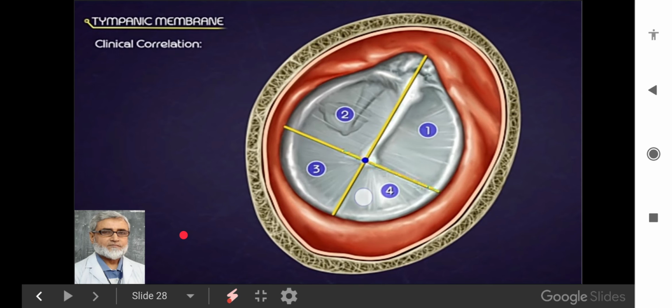The safest area for myringotomy, or for any incision put over the tympanic membrane, is the antero-inferior part. This one is antero-inferior. This is the safest. Why? On the medial surface, upper part, some important nerves are there, and there are chances to damage them, especially the chorda tympani nerve. So the safest area is this antero-inferior part.